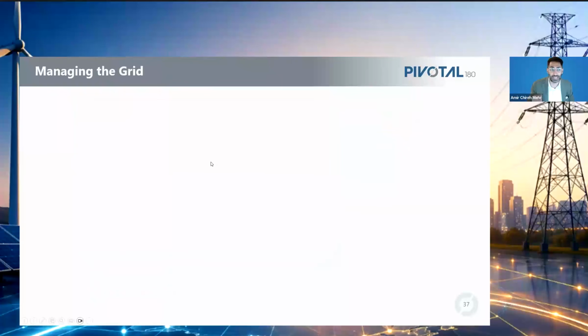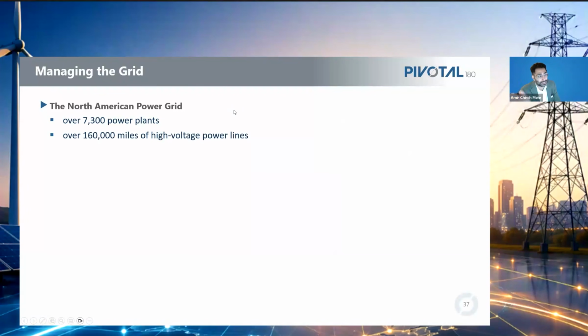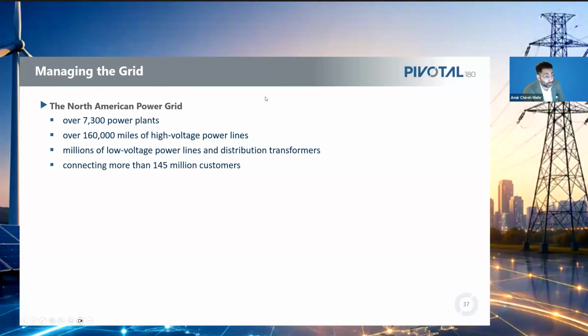And that gets pronounced and exacerbated when we go down to the state or even county level. Before we move on, though, just a couple of points to help further contextualize that. The US has over 7,000 power plants, 160,000 miles of high voltage power lines, and millions of lower voltage power lines and distribution transformers.